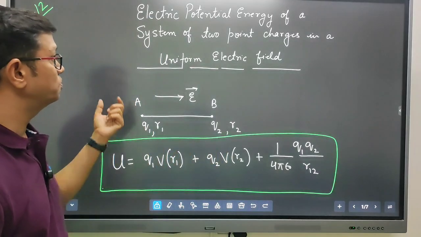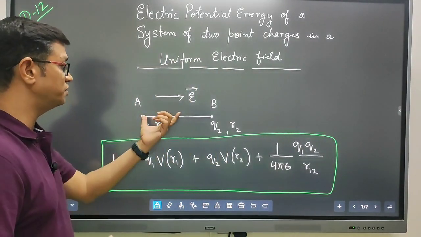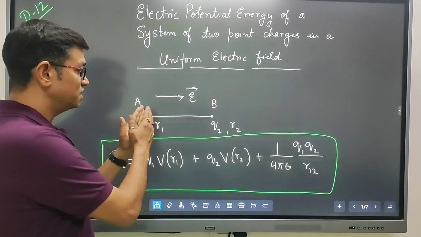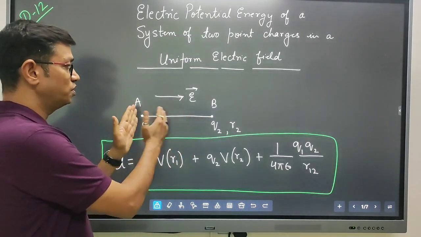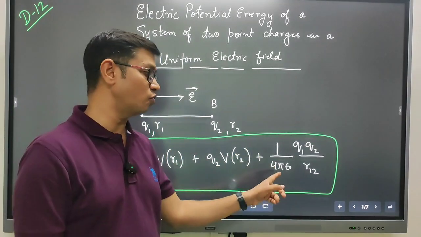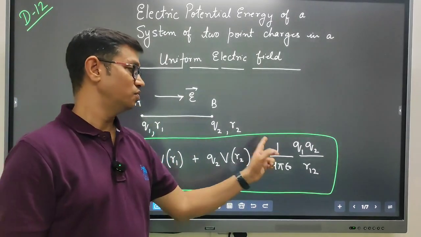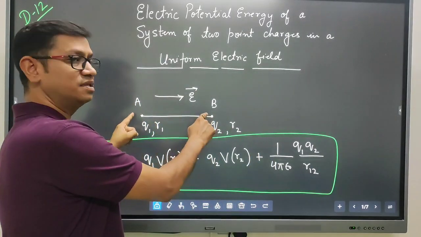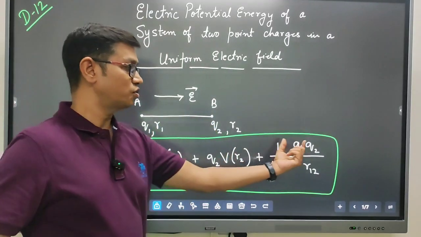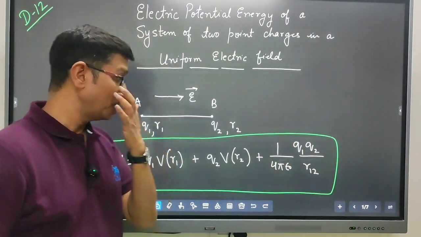So how will we calculate the electrostatic potential energy of a system of two charges? Forget about the electric field. We have already learned the system of two charges Q1, Q2 kept at a distance R. The potential energy is nothing but 1 upon 4 pi epsilon naught Q1 Q2 by R12, where R12 means the distance from 1 to 2. This is something we already know.